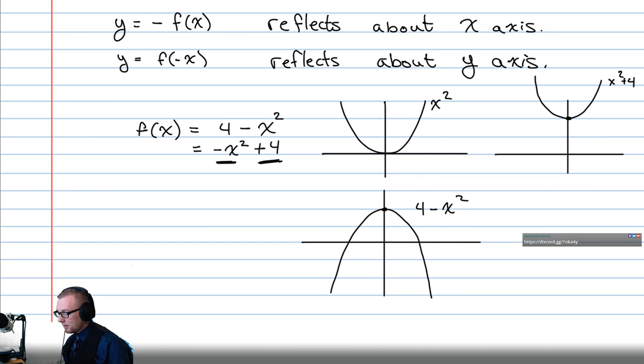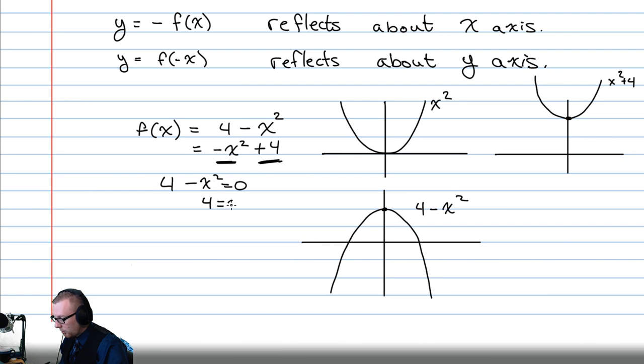Are you following? That's where it's equal to 0. So if we set 4 minus x squared equal to 0, now just solve it. So 4 equals x squared. Square root both sides. We get plus or minus 2 is equal to x. Okay, so that's why it's at 2.